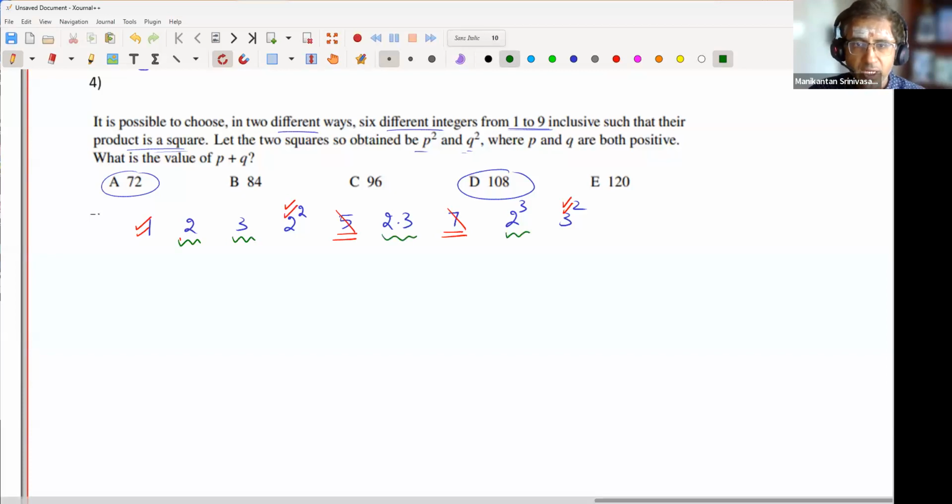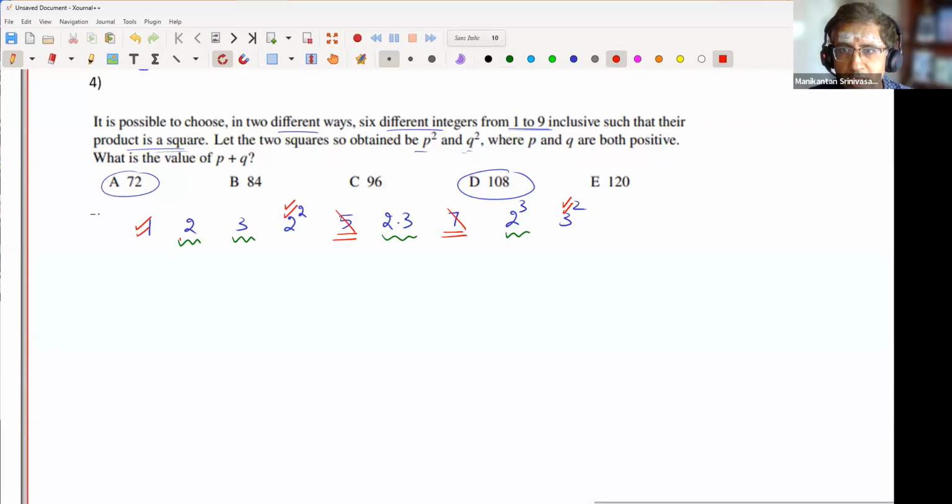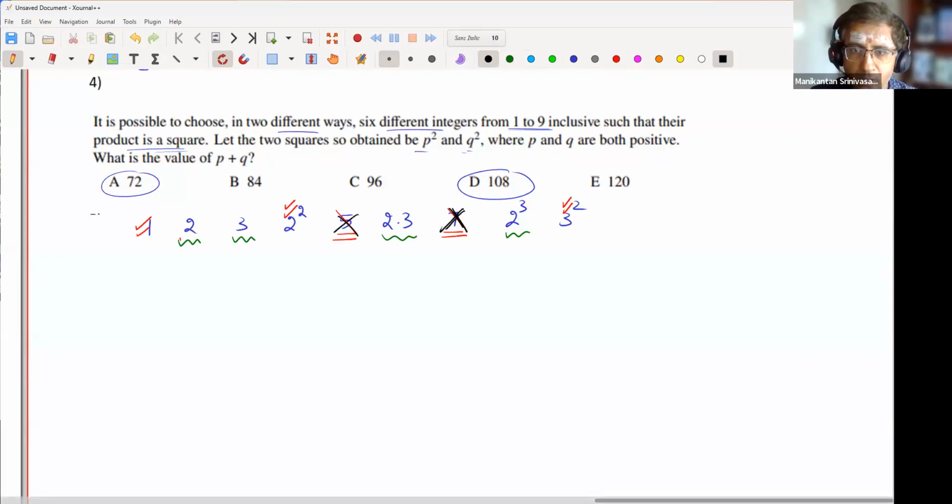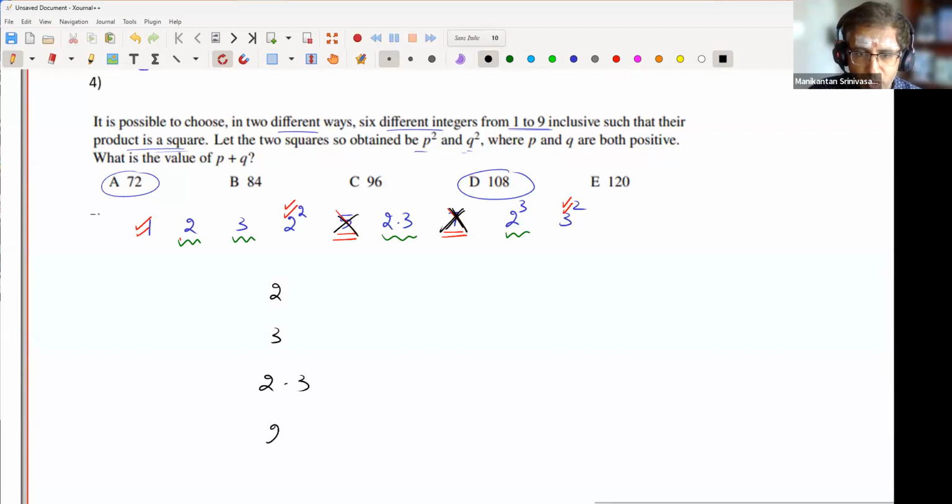Of these remaining 4, how many should we choose? We have to choose 3 of them because we've eliminated 2 numbers. Of the 9 numbers, I've eliminated 5 completely and 7 completely. So I have to eliminate one more number such that I have pairs. I have 2, 3, 2 times 3, and 2 cubed.